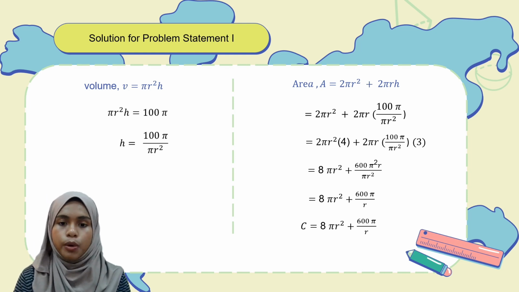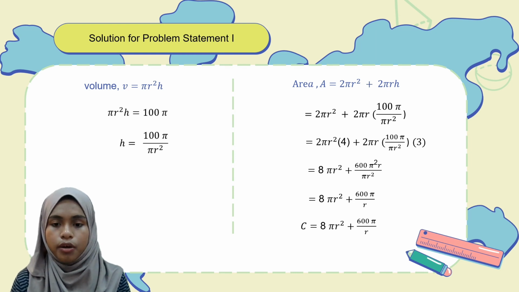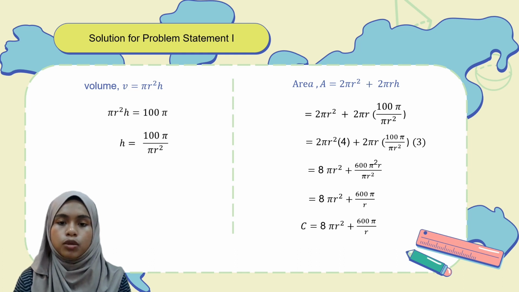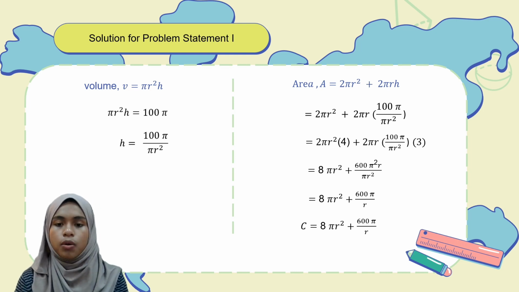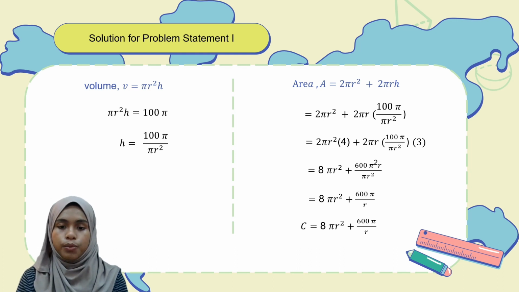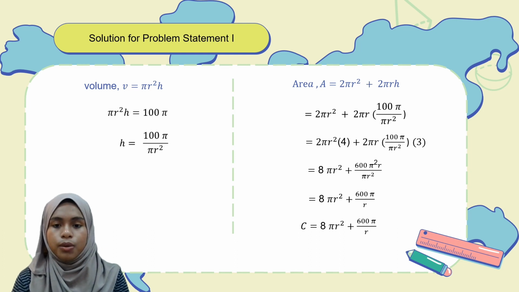The next line, we will get 8πr² + 600π²r over πr². The 8πr² is obtained from the multiplication of 4 and 2πr², and 600π²r over πr² is obtained from 2πr multiplied by 100π over πr² multiplied by 3.